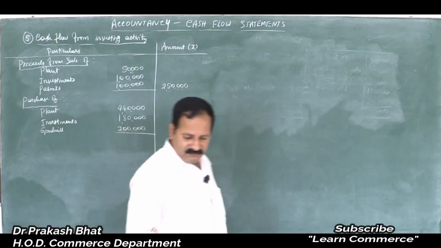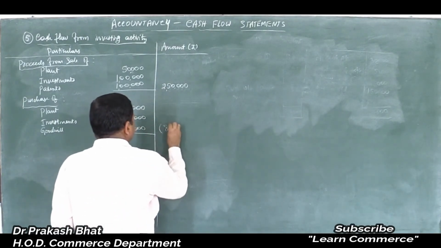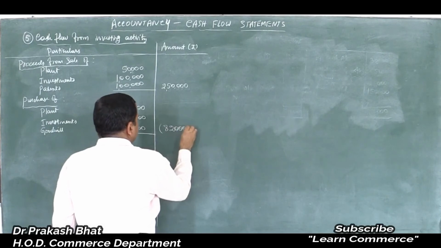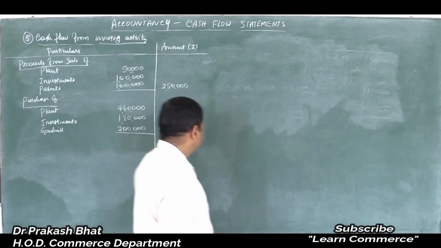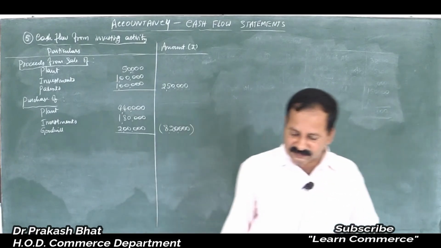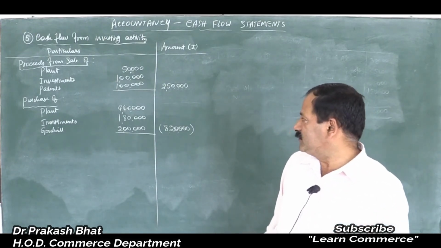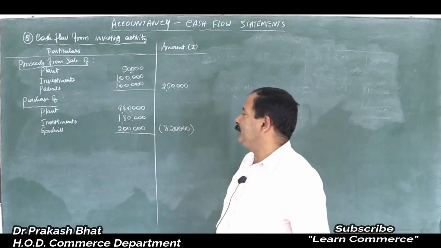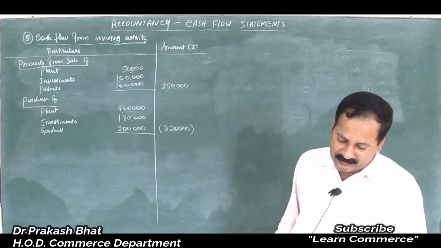Is that correct? Yes, it is. 8 lakh 20,000 within bracket, because these are outflows, negative figures. For us, it is negative. That is the total outflow. This is outflow and that is inflow. Now, let us take up the other one.